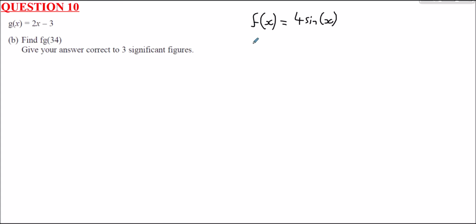And g of x, using the same idea here, put the input in brackets. So I'm going to put this x inside its own bracket. So we have 2 lots of x minus 3. So fg of 34, how do we work that one out? Well, we start at the end and then work backwards. So we don't do f first, we need to work out what g of 34 is first.